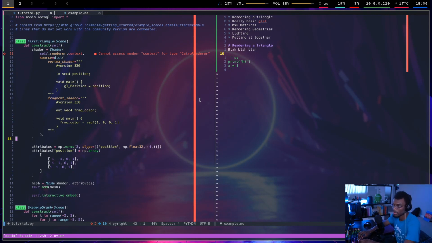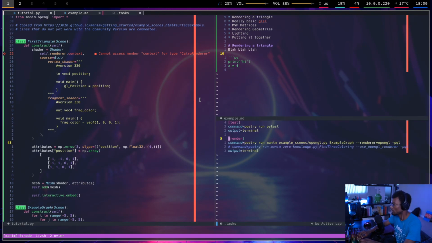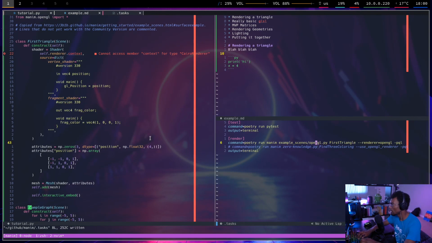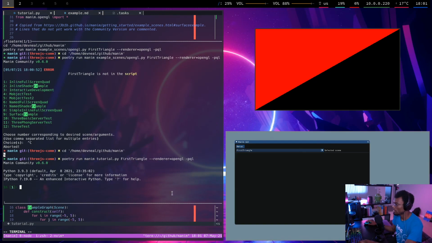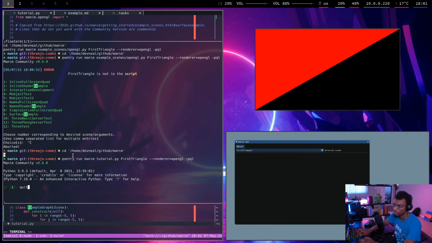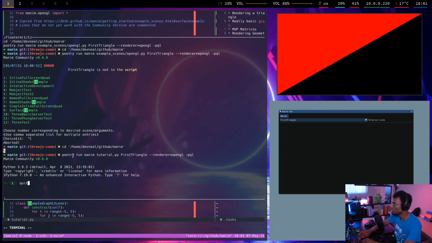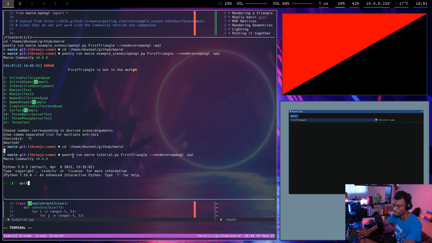So starting with this first triangle. Oh, let me make sure my shortcuts are right. And it didn't work, so that's great. Oh, it's not this one. Let's check this. We get a triangle. That's great. Cool. Now, this is really straightforward, but I think that's all we need to get started with this.